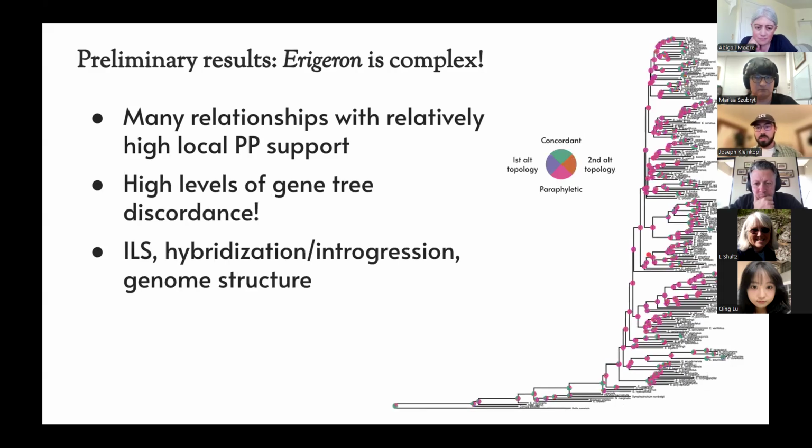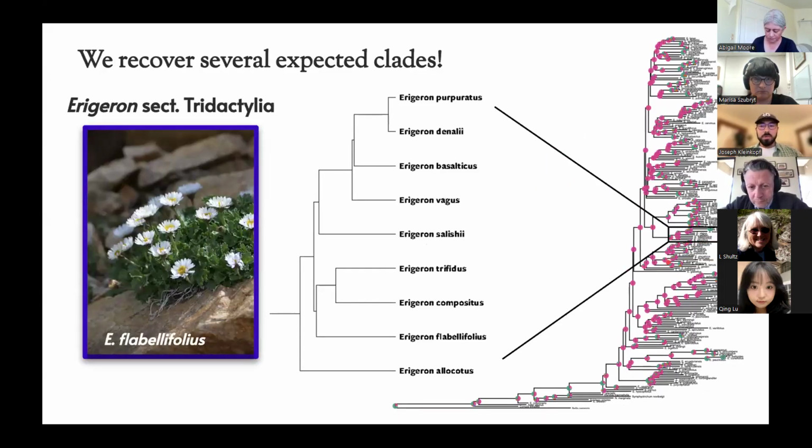But when we look at the gene concordance factors, we find a lot of paraphyly, and this isn't a surprise. There's a lot of species that have arisen over the course of 8 million years, and we know there's hybridization and introgression, and there's probably some stuff at the genome level going on. But there are a lot of clades that we do expect to see actually come out in the phylogeny itself. So here's just an example. Erigeron section Tridactylia is a group defined by morphology, but they come out as a monophyletic group. And so we have some confidence that this tree shows at least some of the relationships we're expecting to see.